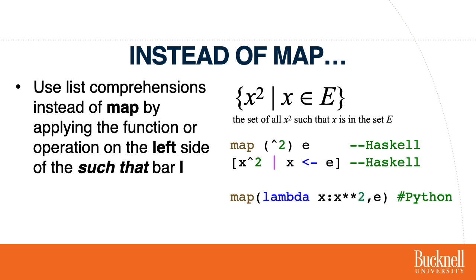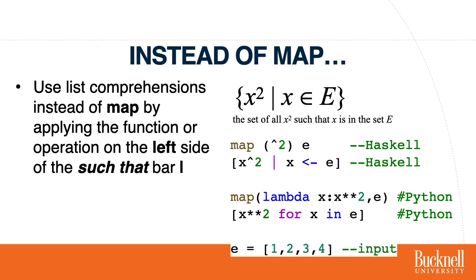We could also do this in Python. Python, in addition to stealing list comprehensions, also stole map, filter, and anonymous functions. Here we're defining in Python an anonymous function that squares x, and then we are passing that in as the first argument to the map function along with the list E. We could also do this in Python using a list comprehension. We can square x for x in E, where E is a list. Any of these will take the input 1, 2, 3, 4, and return the squares of 1, 2, 3, and 4: 1, 4, 9, and 16.